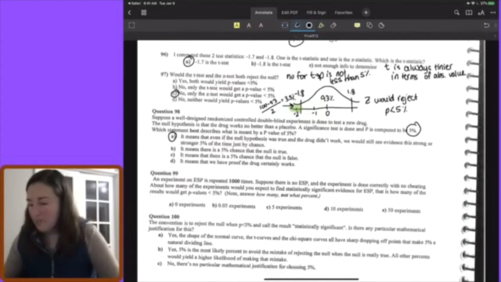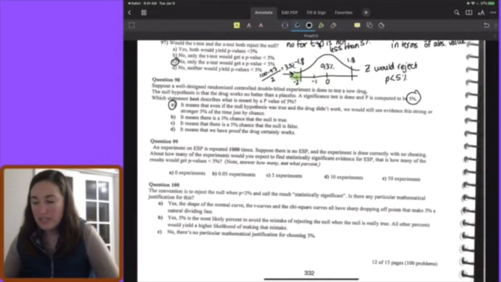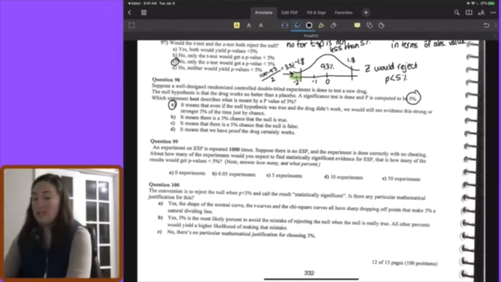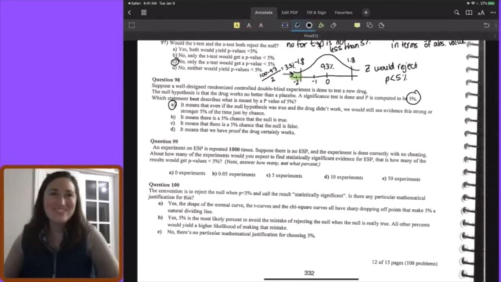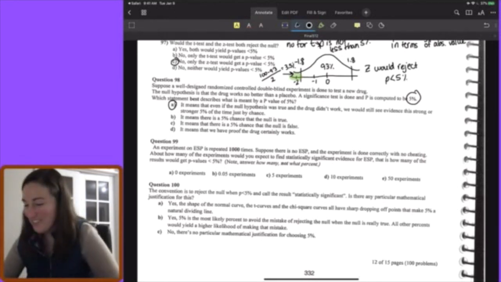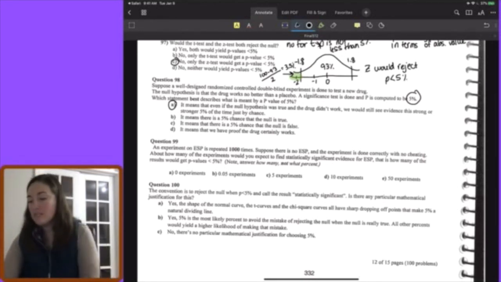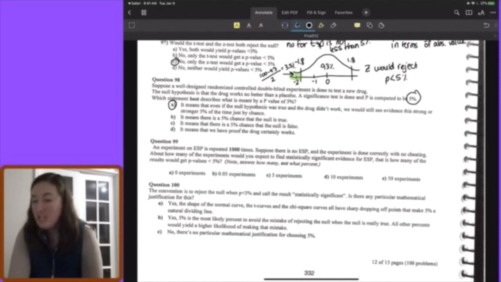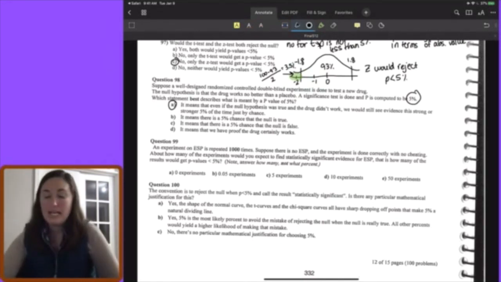Okay, number 99 says an experiment on ESP is done 1,000 times. Suppose there's no ESP and the experiment is done correctly with no cheating. Okay, so this is like a mind reading question, I guess. About how many experiments would you expect to find statistically significant evidence for ESP? In other words, how many would get p-values less than 5%?